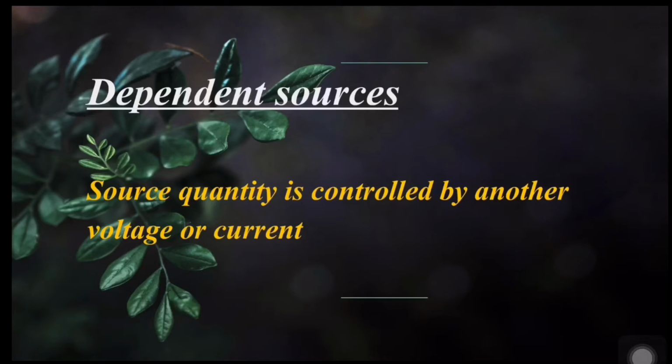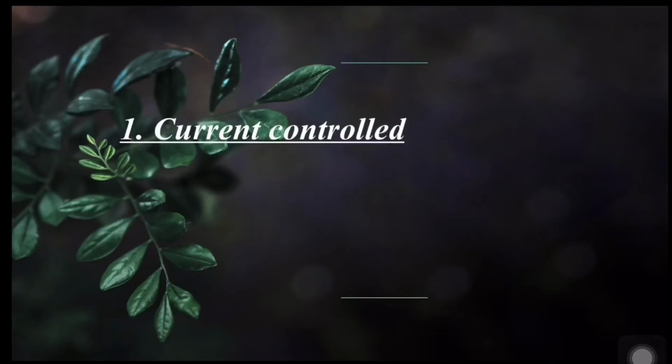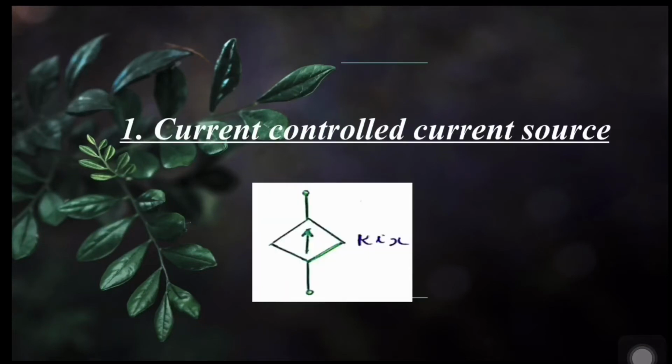Now, have a look at 4 types of dependent sources. The first one, current controlled current source. Dependent sources are represented by diamond symbols. You can see the symbol of a current controlled current dependent source here. The source quantity is defined as K into Ix, where K is a dimensionless constant and Ix is the controlling current that is defined at some other location in the network. Thus, here we have a current source that is controlled by another current. That's why it is called a current controlled current source.